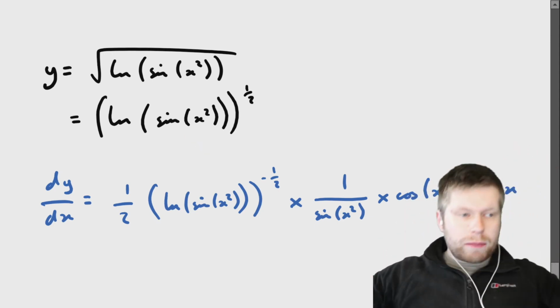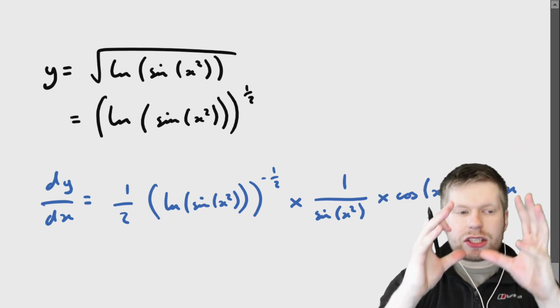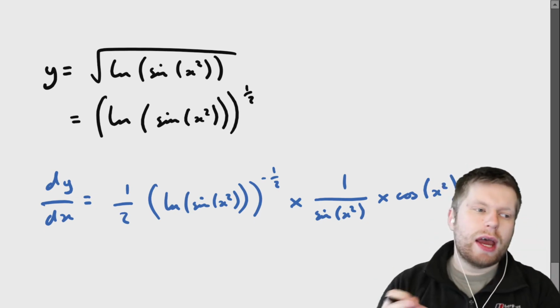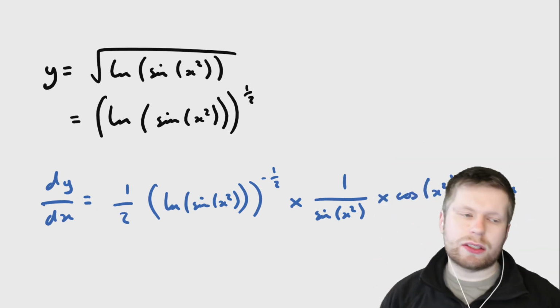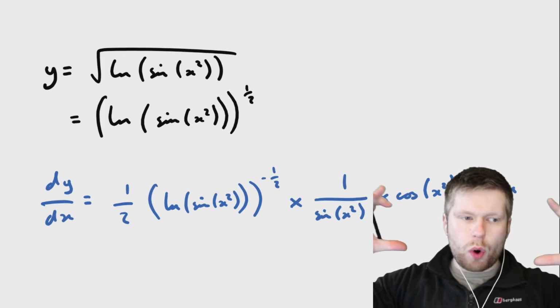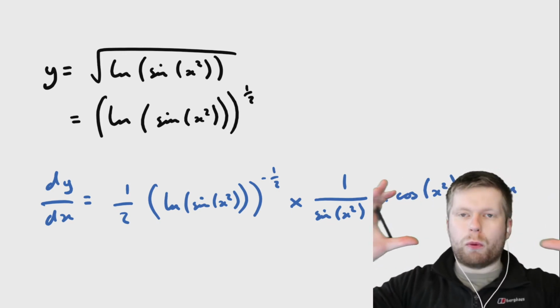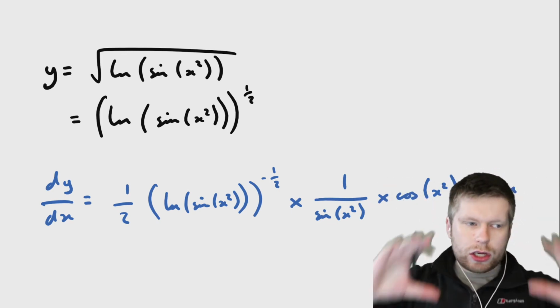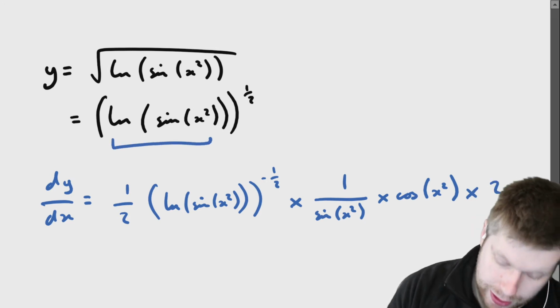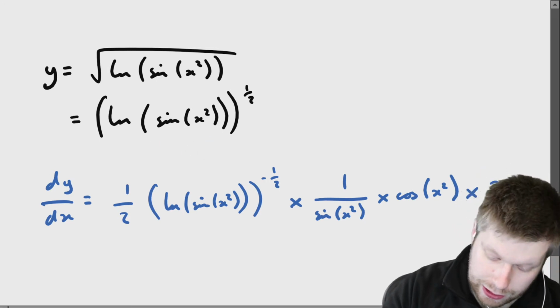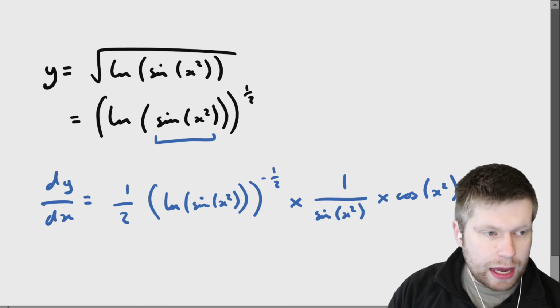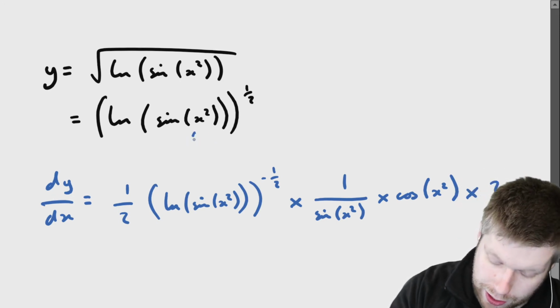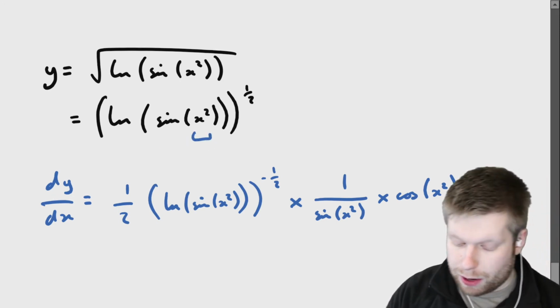Okay. Just remember, I'm working my way inwards. I'm leaving the inside function alone with every derivative, and then I go back and multiply by the derivative of the inside function. Here, I'm working my way from the outside to the inside. So first of all, I differentiated the something to the power of a half. Then I differentiated the natural log function. Then I differentiated the sine function. Then I differentiated the x to the power of 2 function.